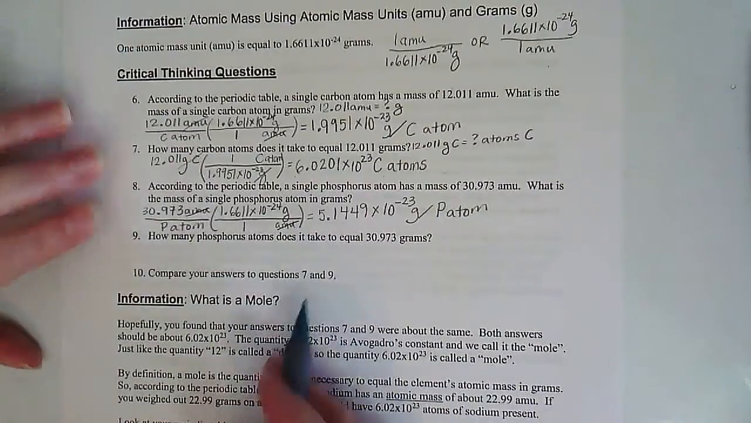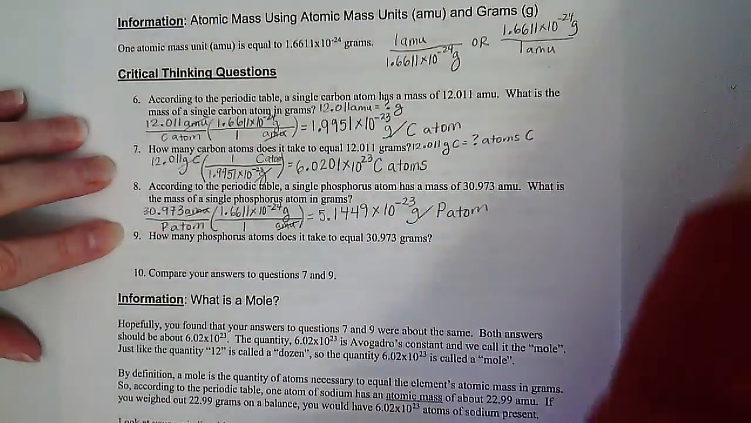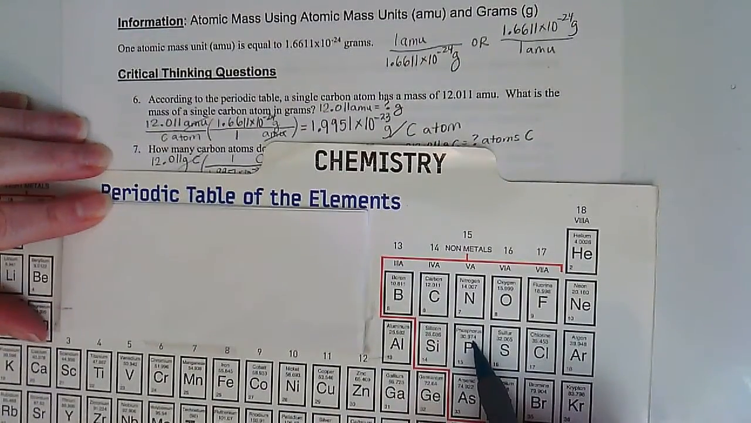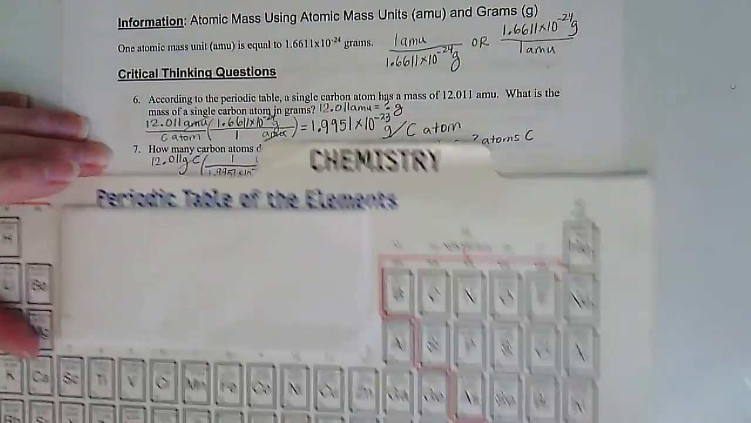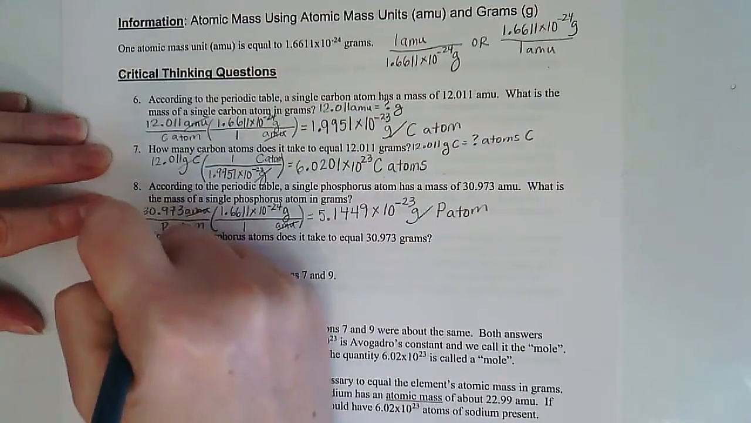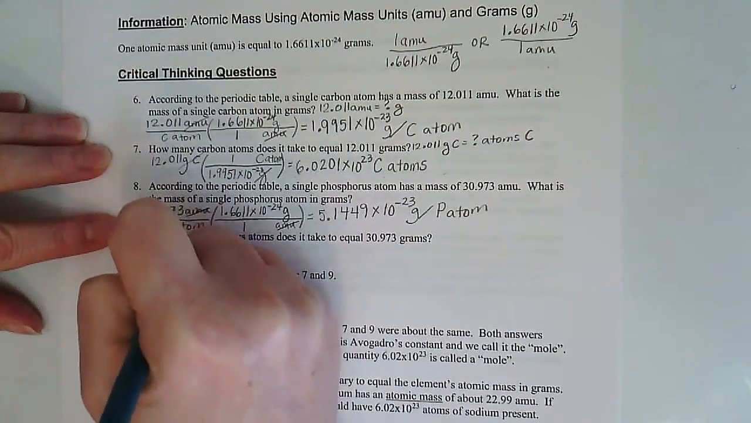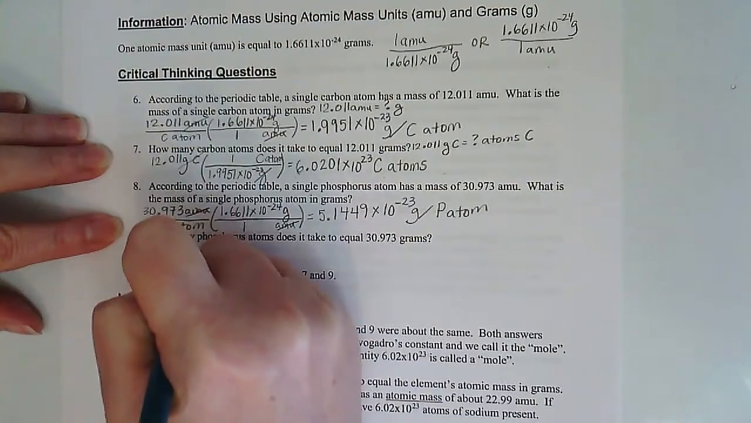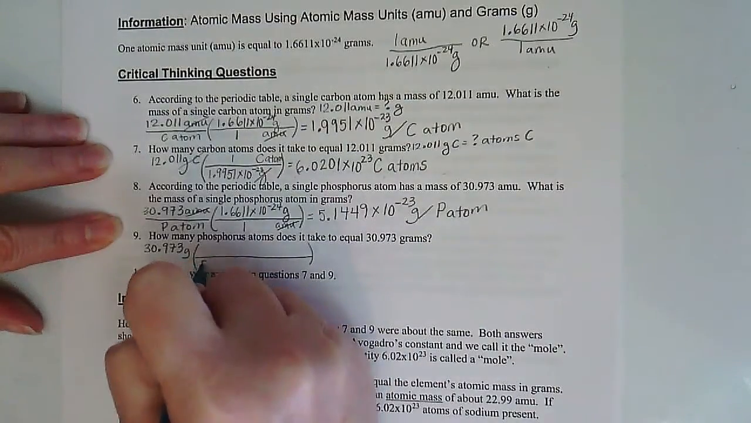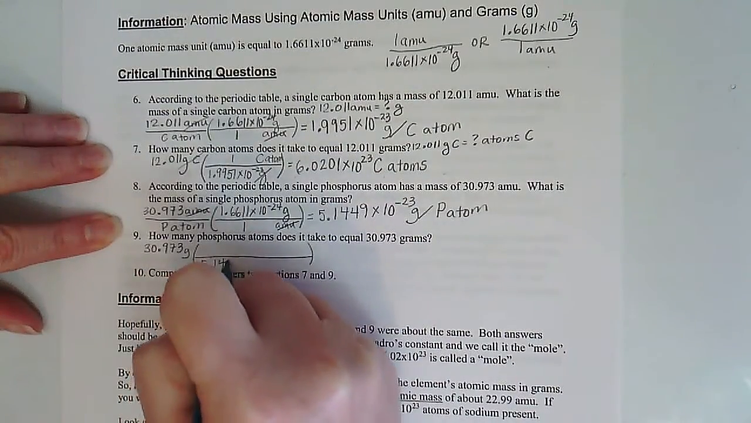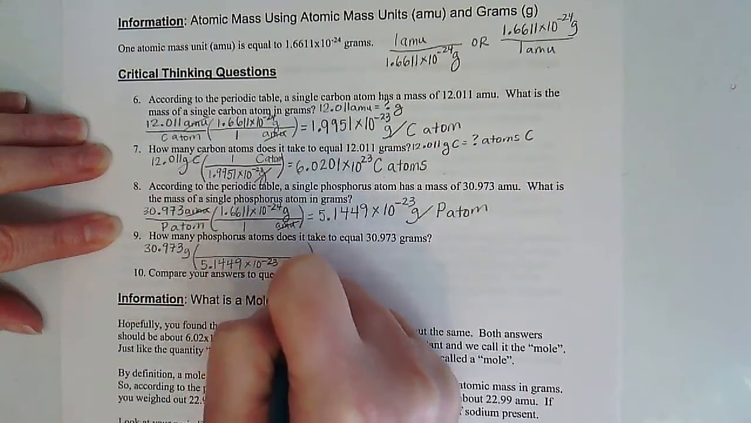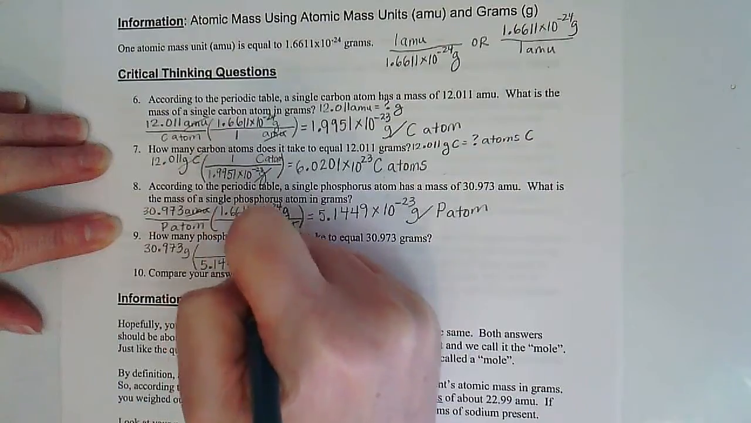How many phosphorus atoms does it take to equal 30.973 grams? And again, you guys, notice this number, 30.973. That's the number we're using here. They use 3, but pretty much the same. So 30.973 grams. We know it's 5.1449 times 10 to the negative 23rd grams per 1 phosphorus atom.